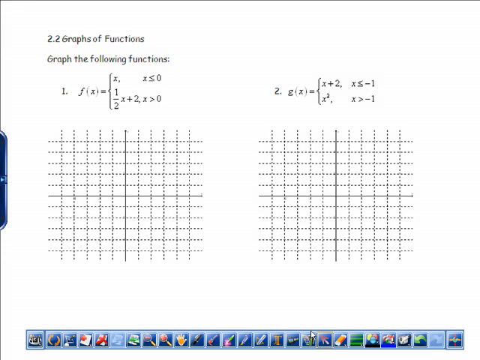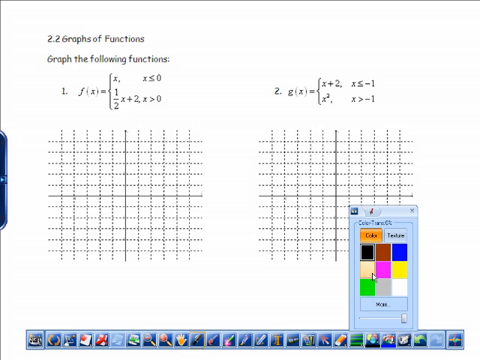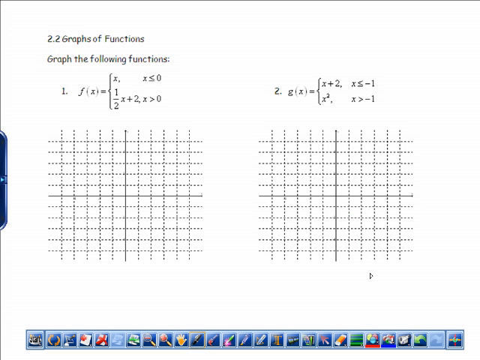Okay, we're going to have two different sections of notes in this video lesson. The first one is 2.2 graphs of functions, and we're just going to review some basic graphing techniques. The details of the harder functions we'll do as we go along, but for right now you should be pretty caught up on graphing lines and basic parabolas.